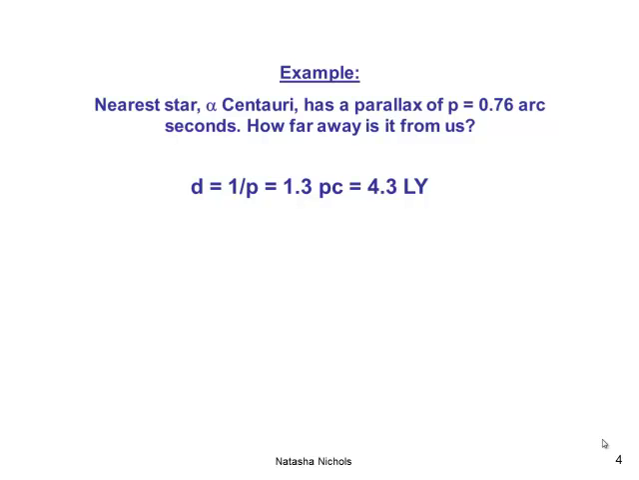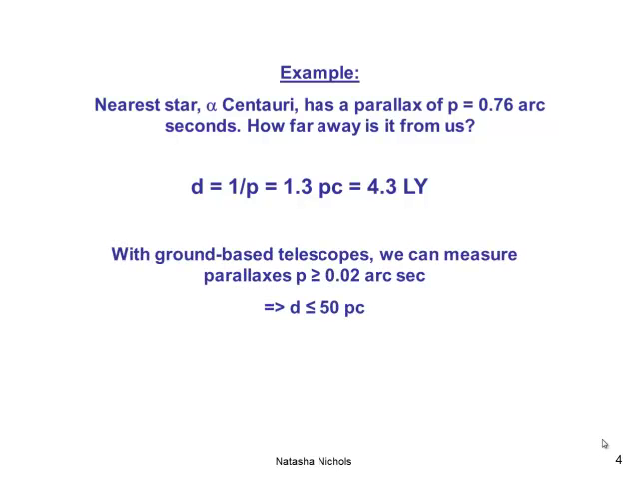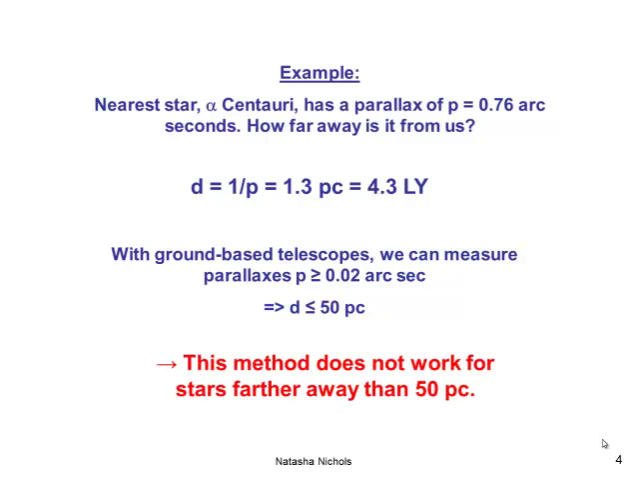Now, with ground-based telescopes, we can measure parallaxes that are greater than or equal to 0.02 arcseconds. That means that we can see objects that are as far away as 50 parsecs from us. So if a star is further than 50 parsecs, we won't be able to resolve it.